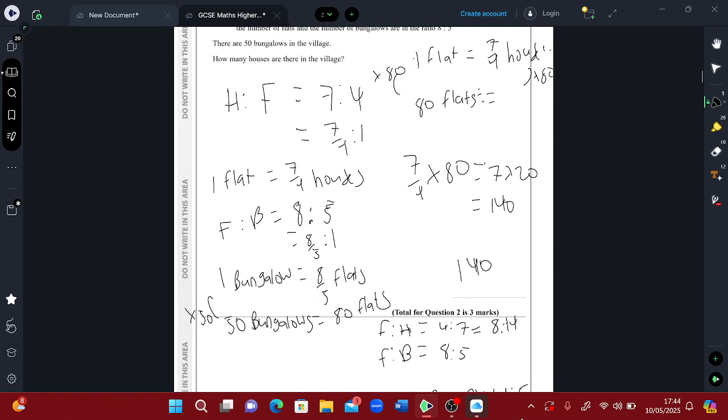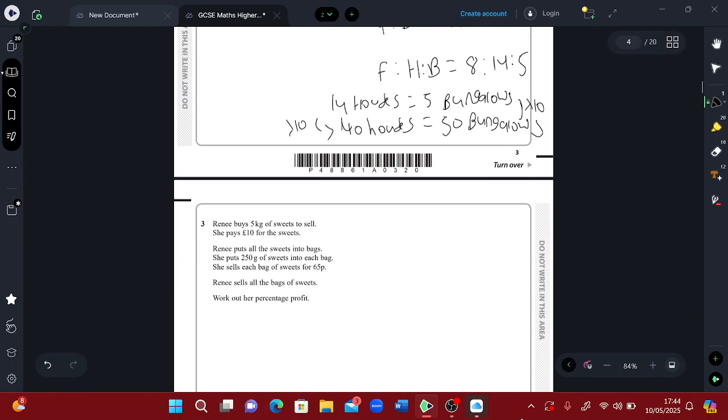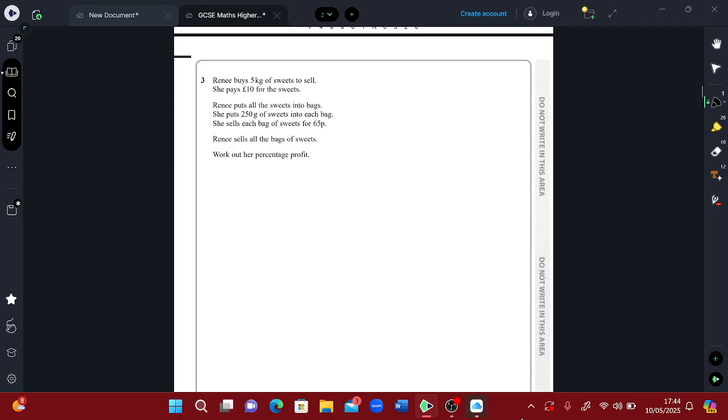The ratio question's mostly always the same. I'd expect a question like this on your paper. And looks like we're about to get another one. Renee buys 5 kilograms of sweets. She pays £10 for all the sweets. Renee puts all the sweets into bags. She puts yellow. Okay, what's it asking us? Work out a percentage profit.